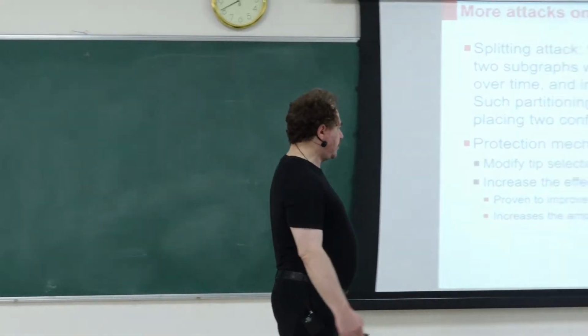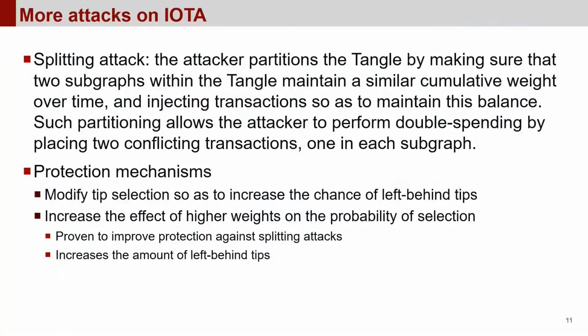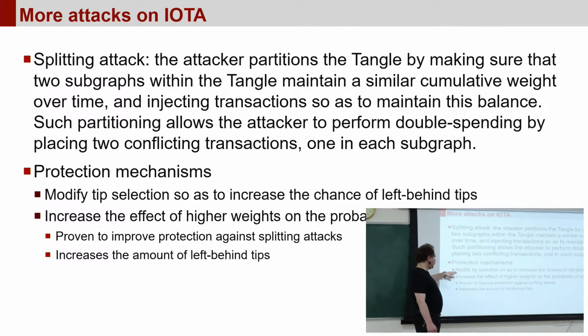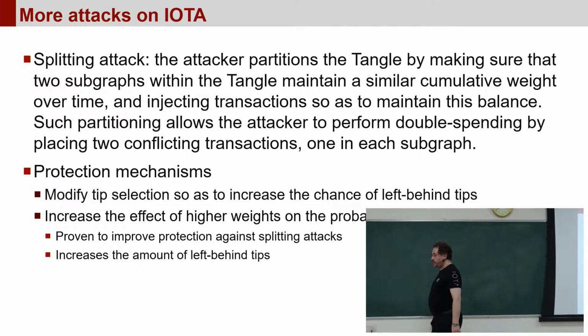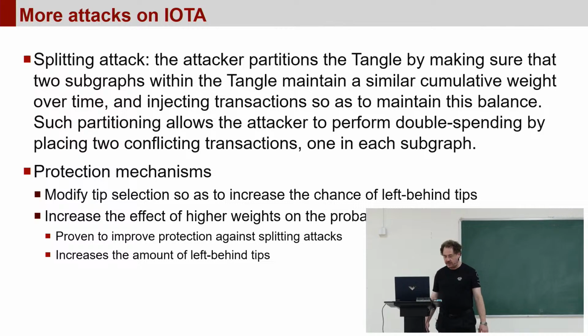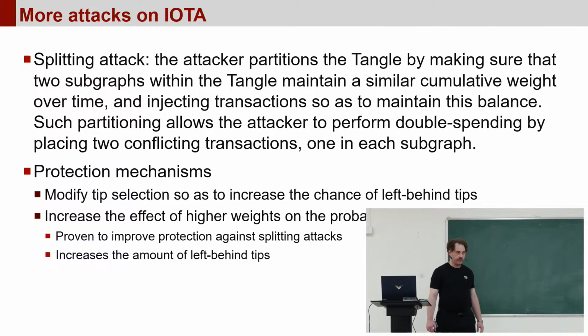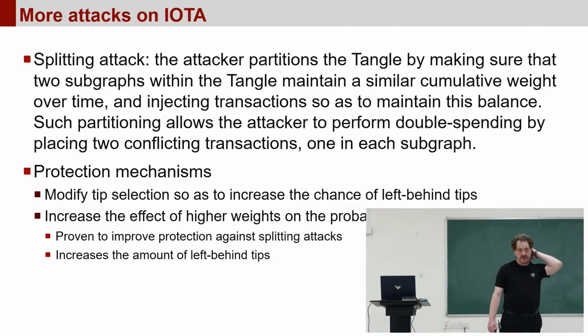How do we defend against such attacks? There have been some tweaks or slight modifications to the IOTA algorithm. The first modification was to modify tip selection so as to increase the chance of left behind tips. How do we do that? We can increase the chance of left behind tips by slightly changing the random walk algorithm.